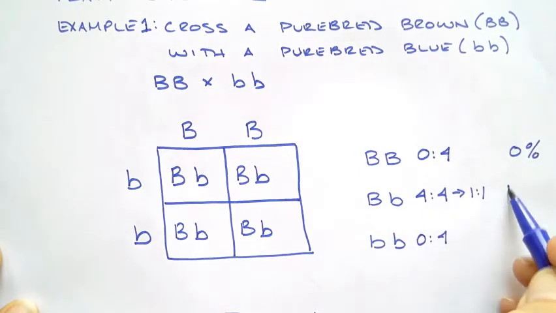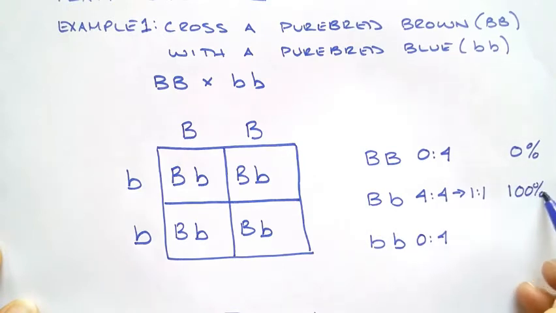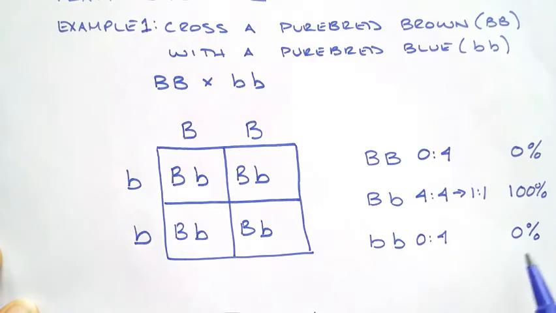If it asked for percent, this would be 100%, and this would be 0%. So if it asked for what percent of the offspring would be homozygous recessive, it would be 0%. Or if it asked for the ratio of homozygous recessive, it would be 0.